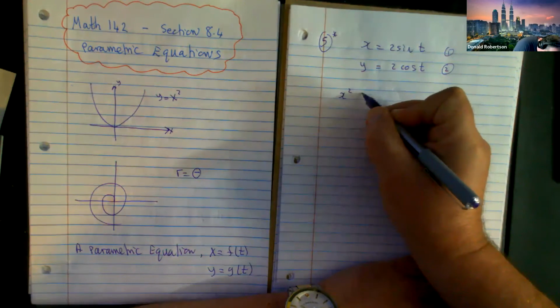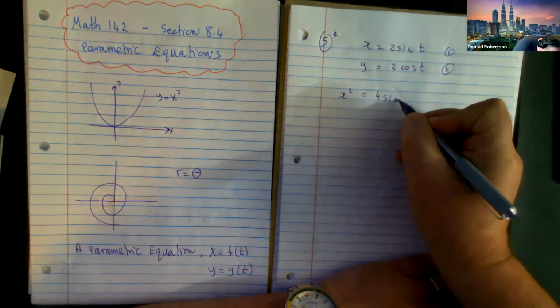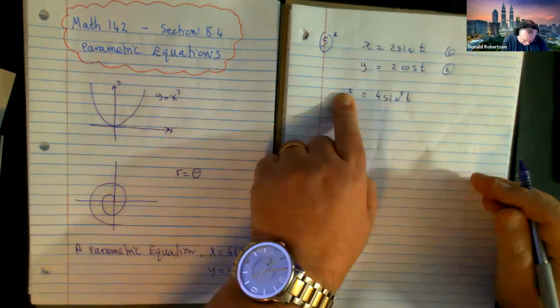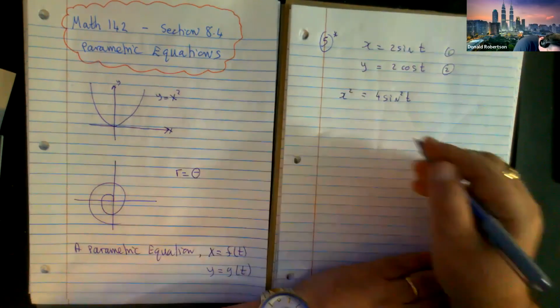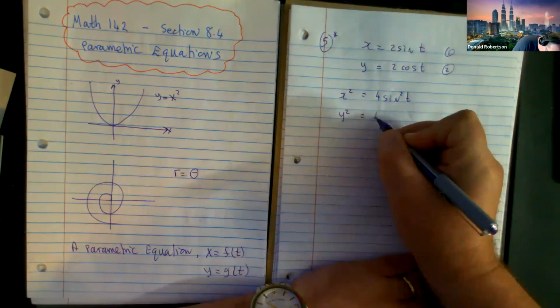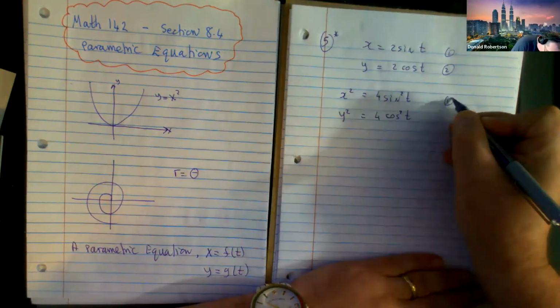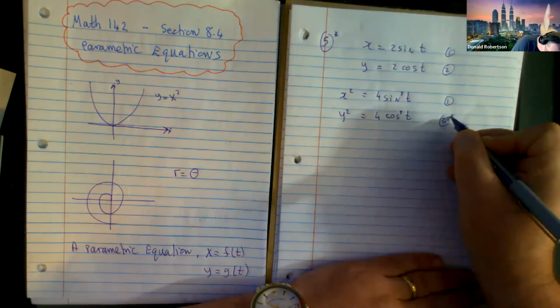I am going to square both sides. So x squared equals 4 sine squared t. I'm going to square both sides. So I'll call them my new equation 1 and my new equation 2.